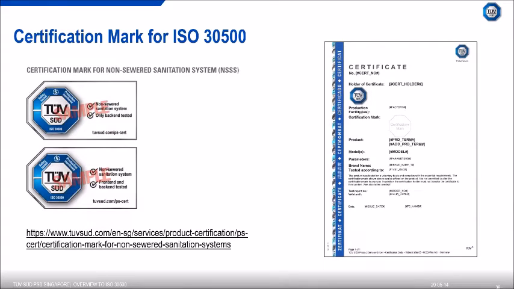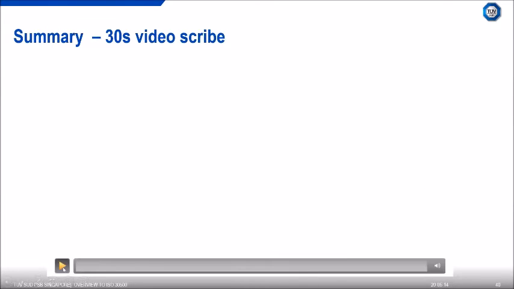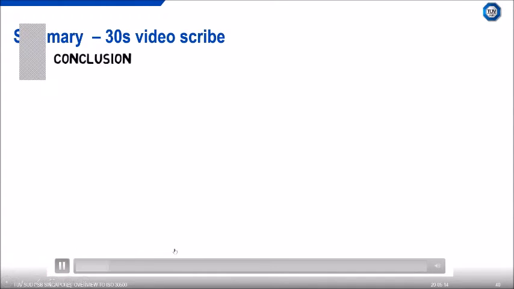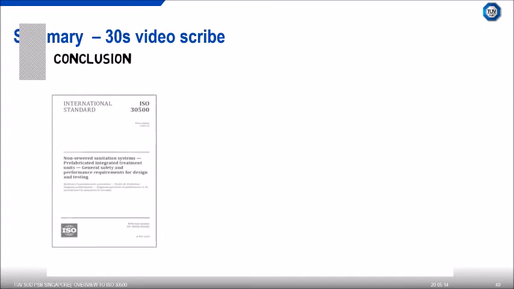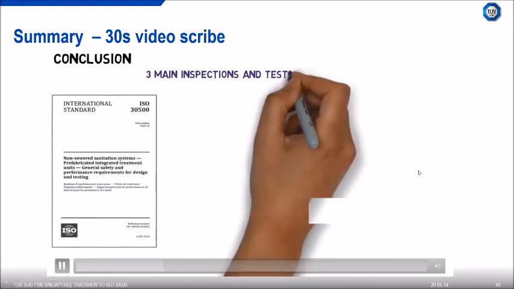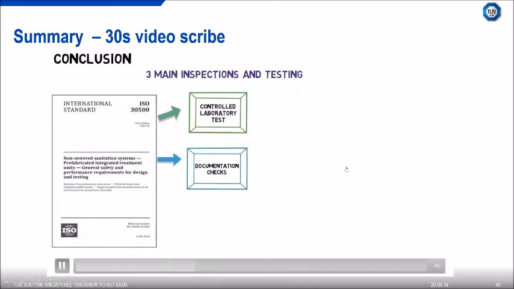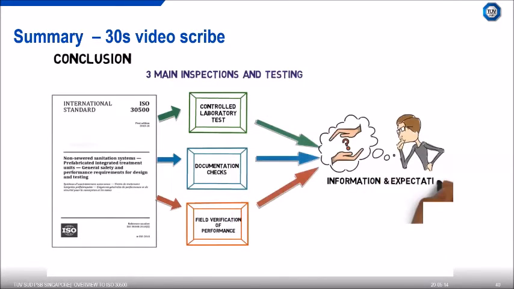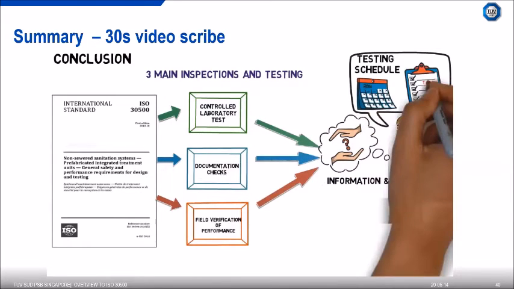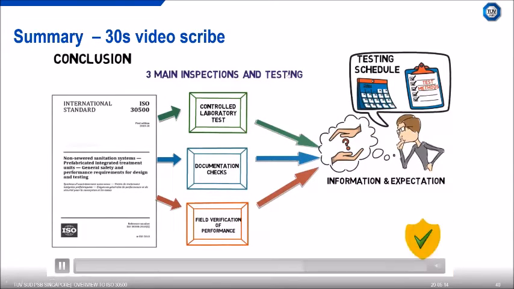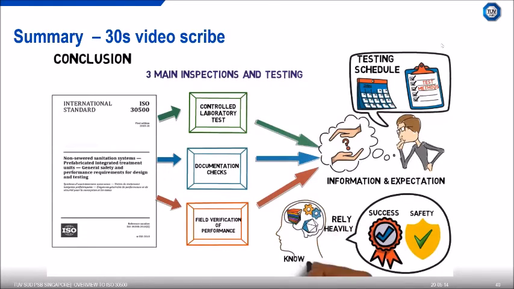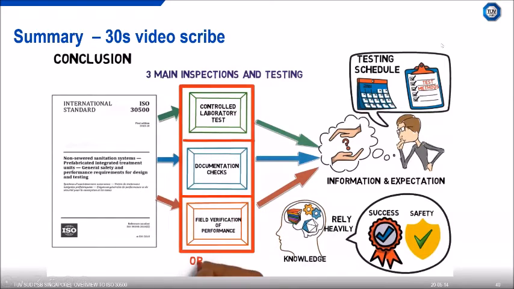And just to sum up, I would like to share the last video scribe for 30 seconds. Of ISO 30500, a standard that breaks down into 3 main inspections and testing: 1 laboratory, 2 documents, and 3 field. Each provides the information on what is expected, the schedule of testing, and how it is to be tested. The safety and success of the technology rely heavily on the in-depth and multifaceted knowledge organized in the standard.